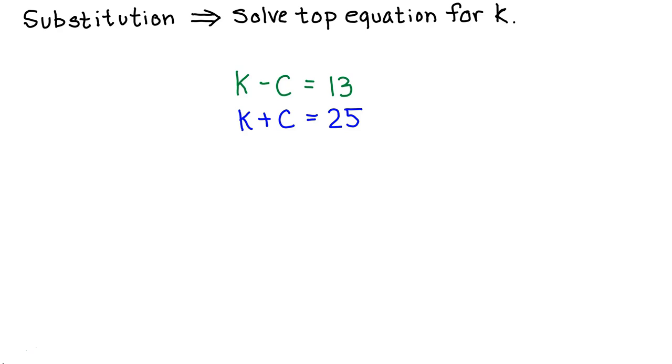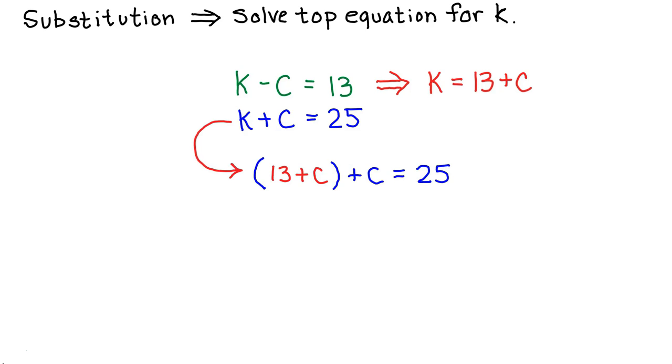So you chose to do substitution by solving the top equation for k. So the first thing you're going to be doing is isolating the k on the top equation. Adding c to both sides of the equation will get k alone in that equation, and you'd be left with k equals 13 plus c. You're now going to go to the bottom equation and substitute the 13 plus c in for the k value. What that does now is give you an equation with only the variable c.